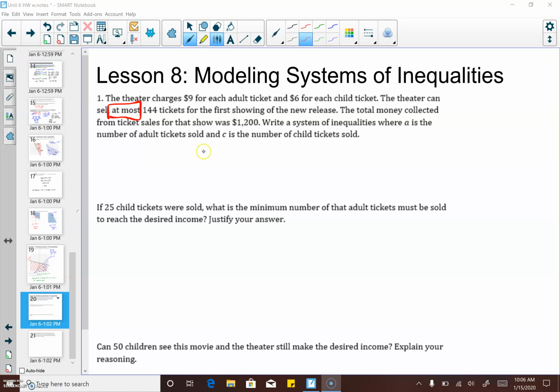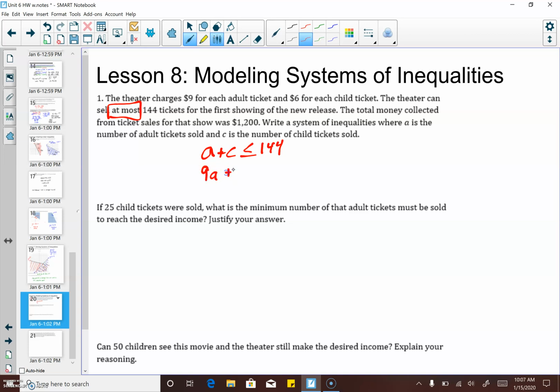144 tickets. So that would be A plus C has got to be, now if we say at most, that's the maximum capacity. They can sell less, but they can sell at most 144, so that's less than or equal to 144 tickets. Then the next one we'll deal with the money.